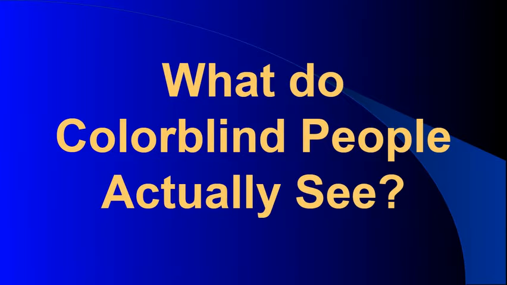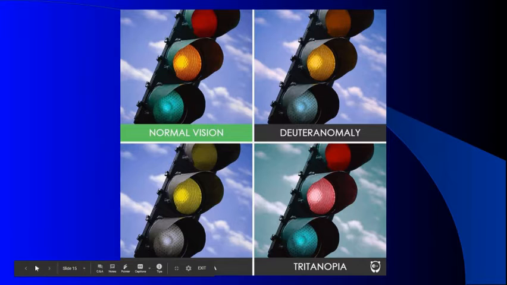For those of us who aren't colorblind, it is kind of hard to understand what colorblind people may see. So these are some examples that might help us understand what they see. The different pictures are showing the different kinds of color blindness and how they would appear to those individuals.